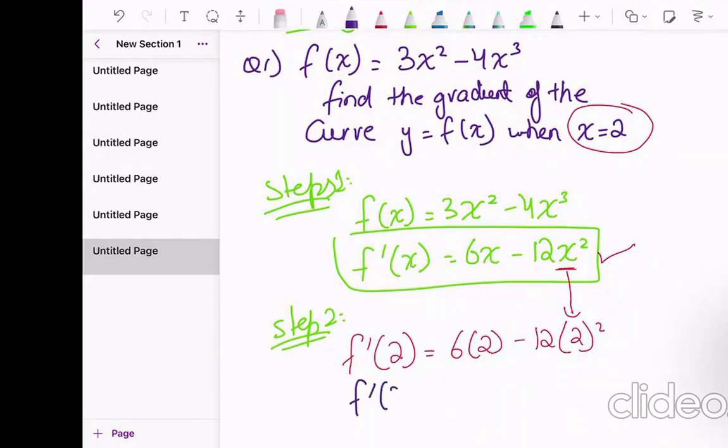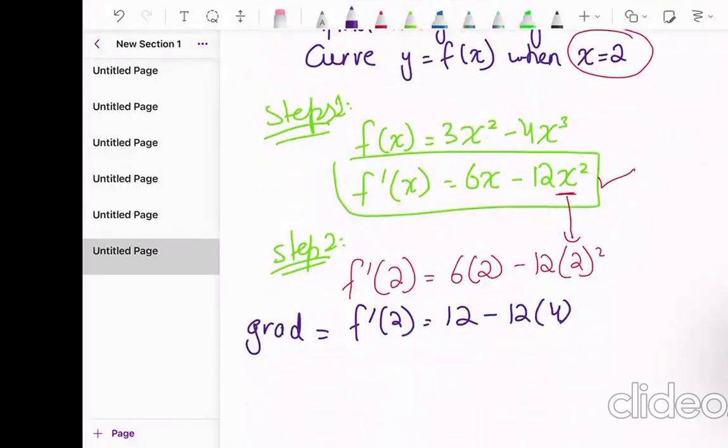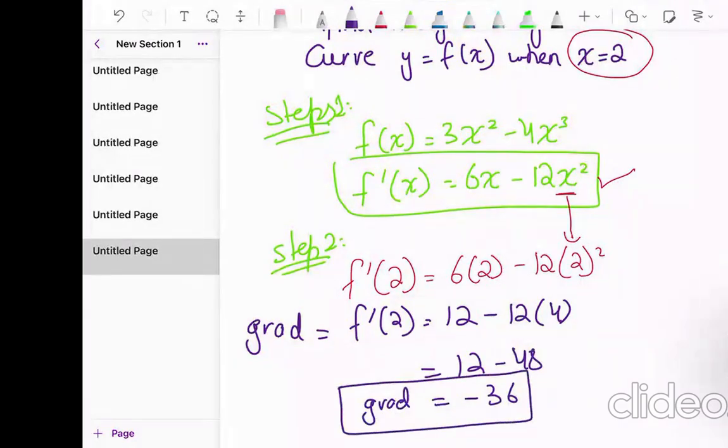Now the final answer, or the gradient, we can say, is 6 times 2 minus 12 times 2 squared. 2 squared is 4. 12 minus 48 is minus 36. So the gradient of the function is negative 36.